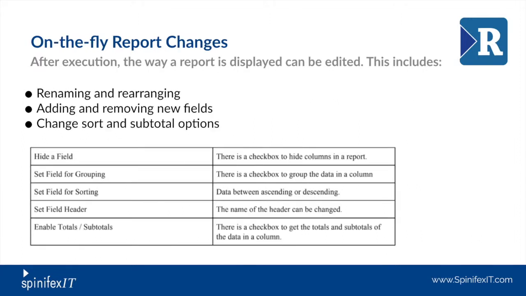And here I wanted to mention what I like to refer to as on-the-fly report changes. Basically, this means that after the user runs the report via the web interface, they can right then make a few adjustments to the view without having to edit the original report back in Easy Reporter. Now, I'll show you this in the system in just a little bit, but some things that can be done are renaming, rearranging fields, even removing them or adding new fields. Sorting and subtotaling adjustments can be made as well.